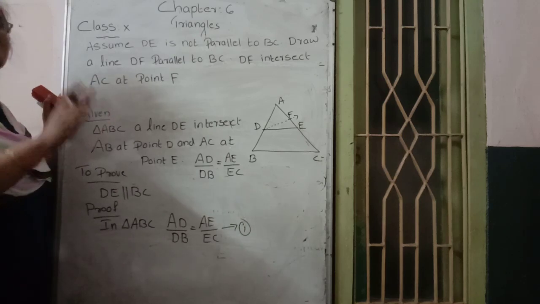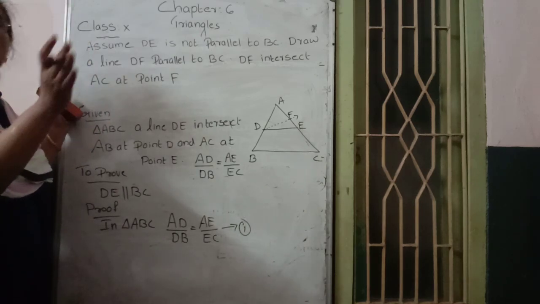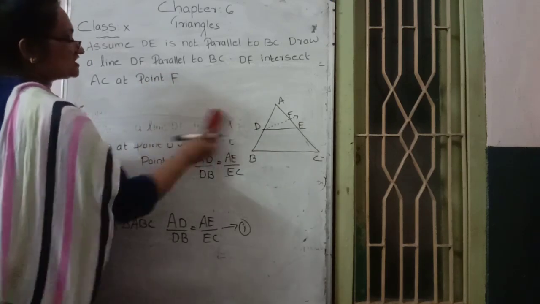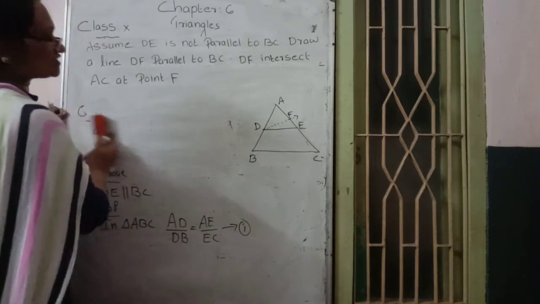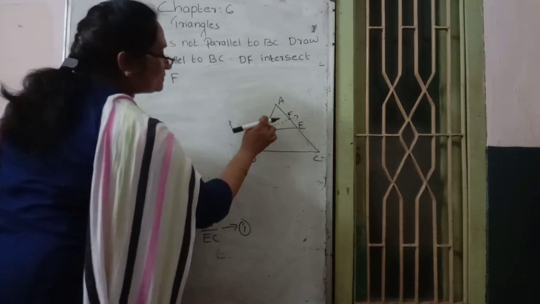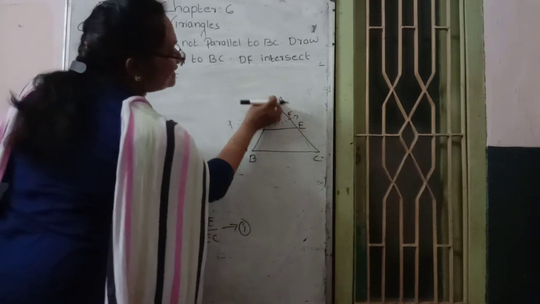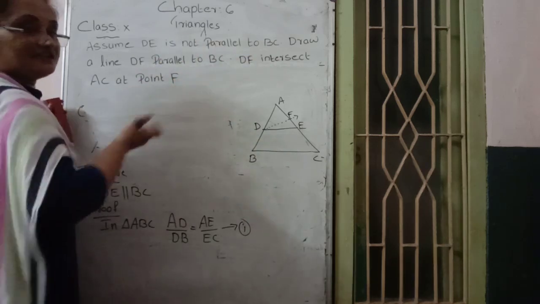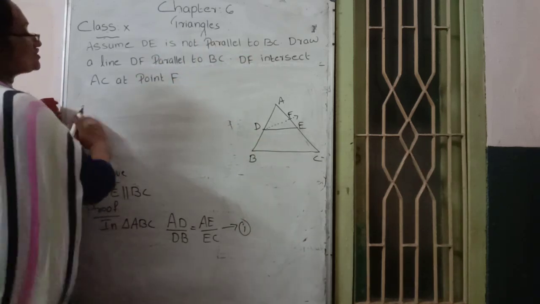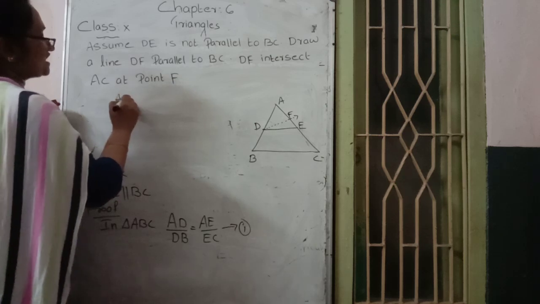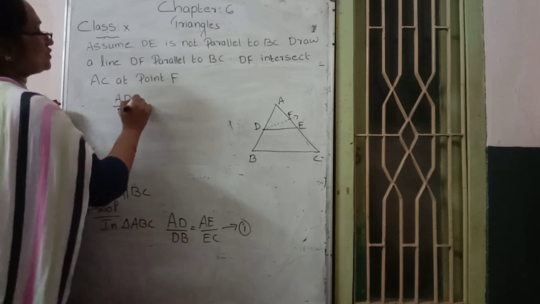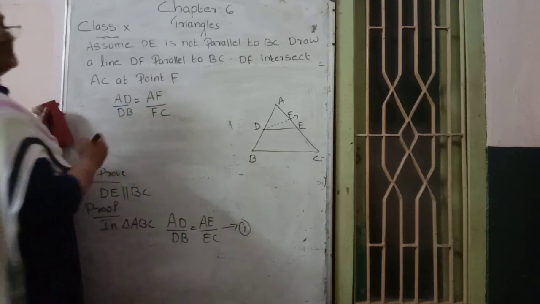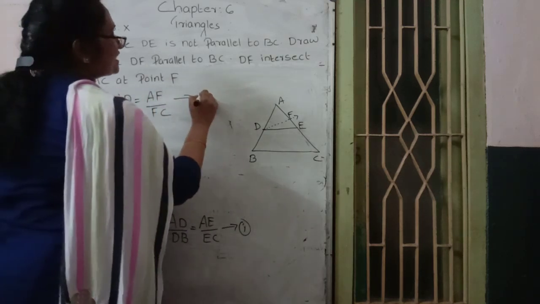Since F is the point of intersection, it divides the sides in equal ratio. What are the ratios we can write here? We can write AD by DB is equal to AF by FC, because they are parallel and intersecting. Mark this as equation 2.